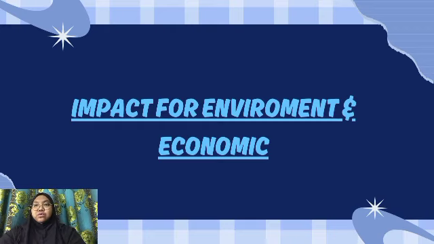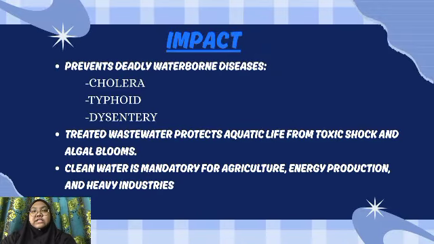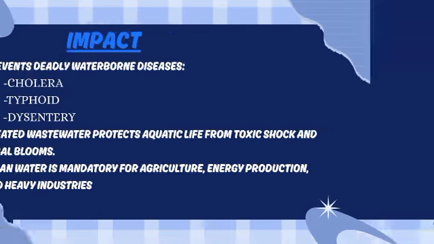Now we move on to the impact on the environment and economy. The first impact is preventing deadly waterborne diseases such as cholera, typhoid, and dysentery. The second impact is that treated wastewater protects aquatic life from toxic shock and algal bloom. The last is that clean water is mandatory for agriculture, energy production, and heavy industries.